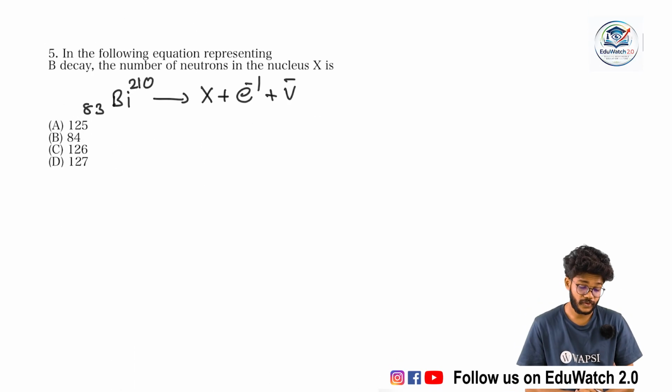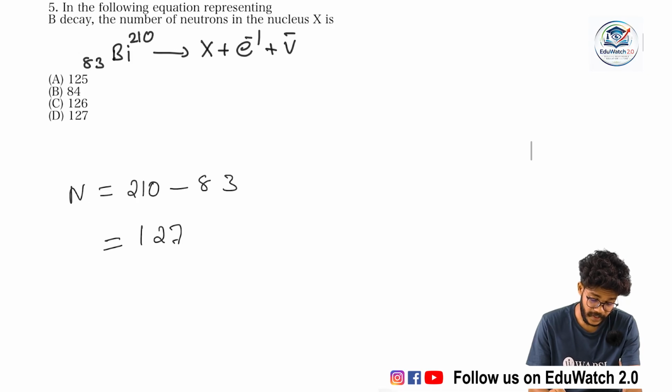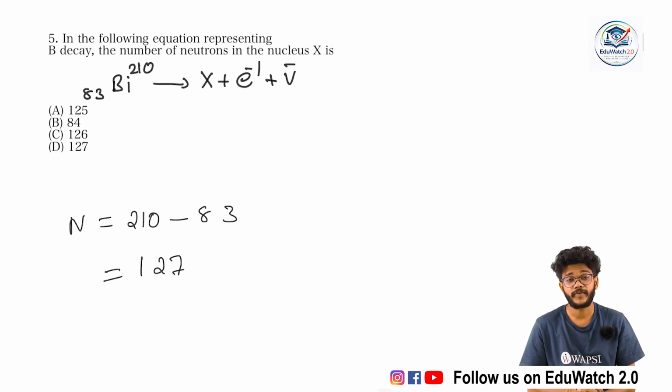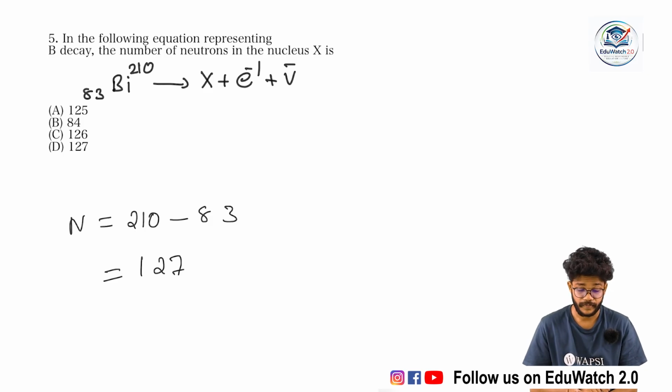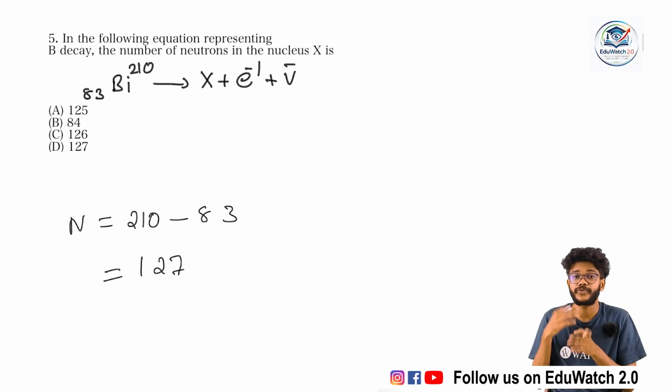So we can move to the fifth question. In the following equation representing beta decay, the number of neutrons in the nucleus X is. Okay, here the 83 is the proton number. Z is the proton number, and it is bismuth. Okay, and proton plus neutron is 210. So the neutron number of bismuth is 210 minus 83, which is equal to 127. So initially there are 127 neutrons on the left side. So by conservation of particles, we want 127 neutrons on the right side.